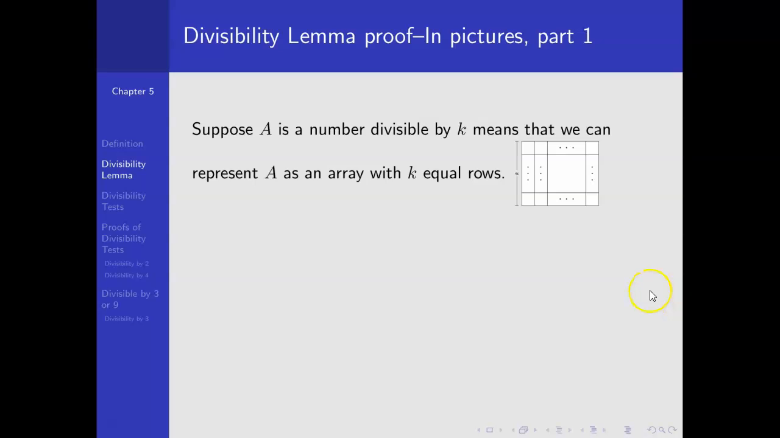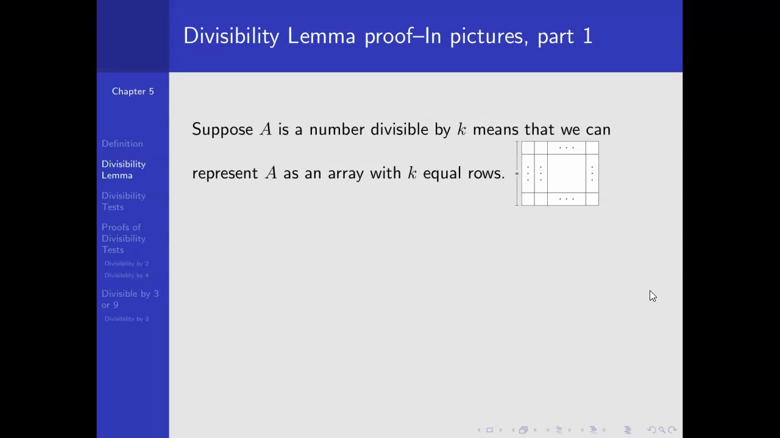All right, we are going to prove the divisibility lemma. And the reason we're doing this is so that we really understand what the divisibility lemma does. And we're going to do this in two ways. We're going to do it with pictures, and then we're going to do it algebraically. We're going to go with pictures first.